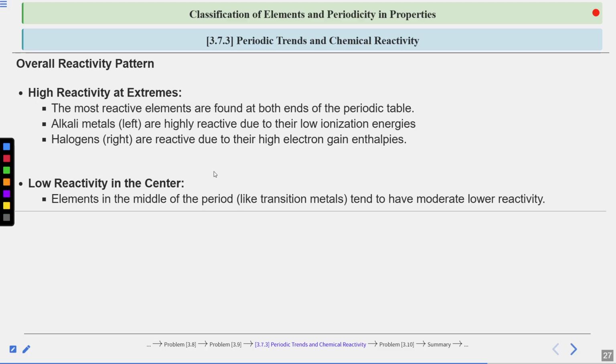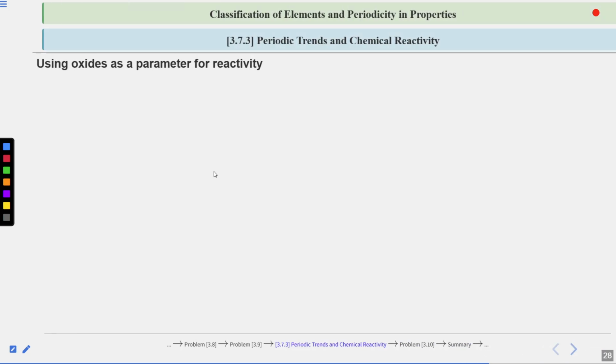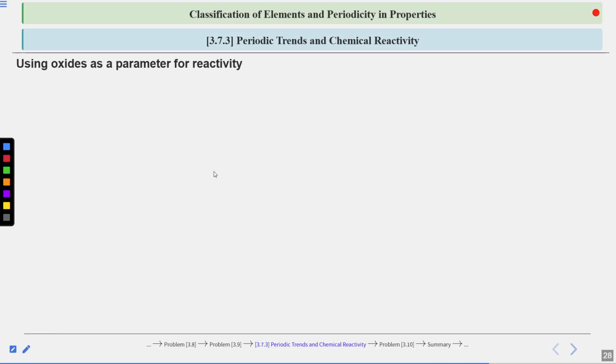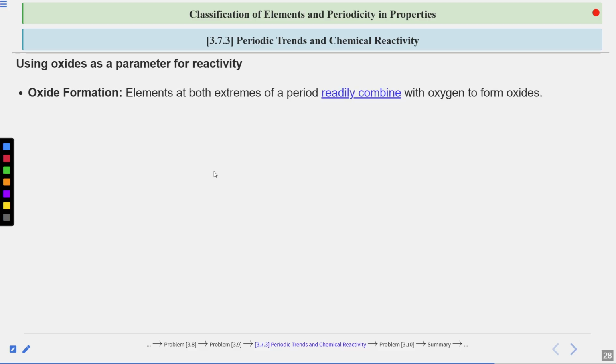Got it? But there is an exception. The noble gases have the least reactivity because of the complete octet. So that is a different thing. But you should remember that on the extreme ends, the reactivity is very high. Now this can again be understood with the help of oxides. So they can be used as a parameter for discussing reactivity. Since your extreme elements are more reactive, they easily form oxides on reacting with oxygen. So we have illustrated this reactivity with the help of oxide formation.